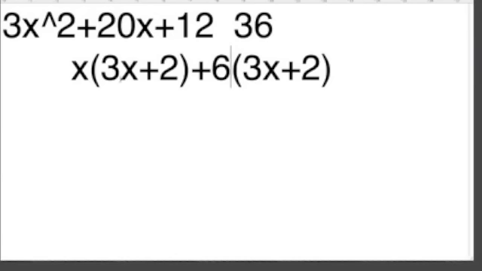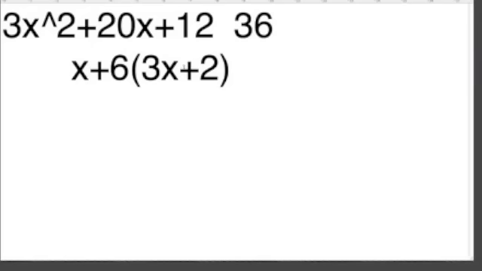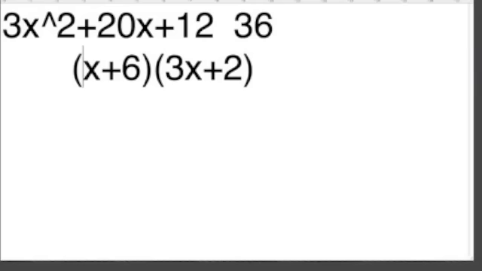So now we have two different terms and two of the same polynomials. So we can group the polynomials together. So it's only one 3x plus 2. These are the same. And then we have x plus 6, which would be our second polynomial. So now if you multiply x plus 6 times 3x plus 2, it would equal this equation. And that is factoring by splitting the middle term.